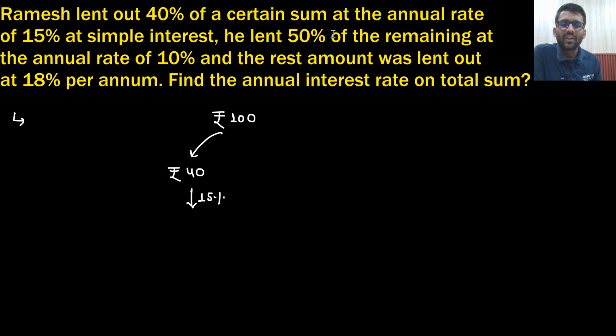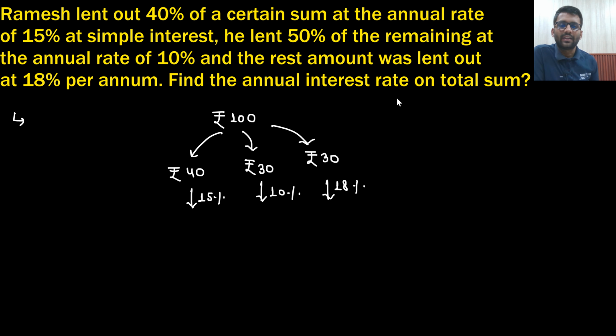He lent 50% of the remaining amount. What is the remaining amount? 60 rupees. And what is 50% of 60? 30 rupees. So 30 rupees he lent out, 50% of the remaining amount, at 10%. And the rest amount is left, that is 30 rupees. That was lent out at 18%. Find the annual interest rate on the total sum.